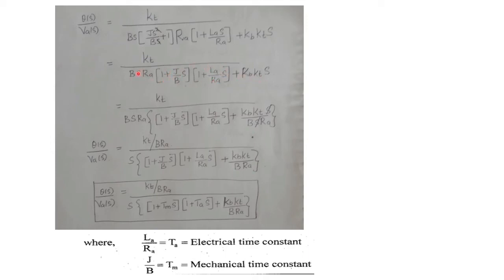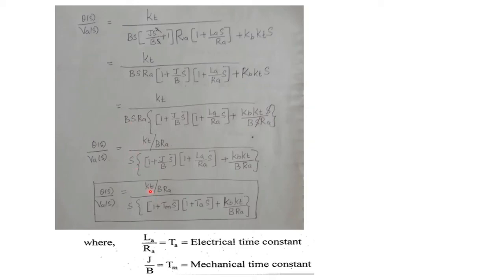So we have to take this BS into RA outside, outside of the denominator. So for that we have to divide the second term by BS into RA. So we can cancel this S and S. Now this BS into RA is common for the denominator, except this S, that is the Laplace variable. We have to bring all the remaining terms to the numerator.